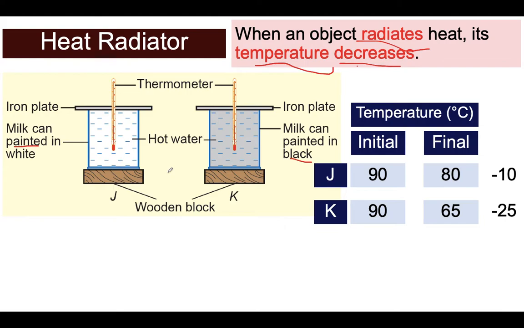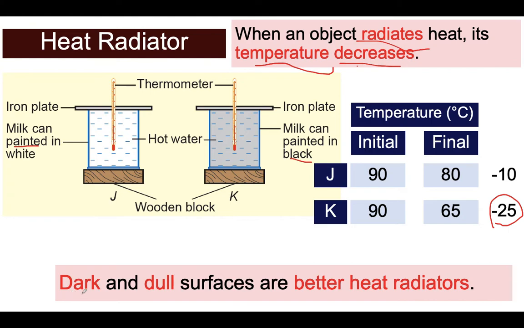Now, which one of milk can J or K is a better heat radiator? That is right, milk can K, because the temperature decrease is bigger. Yes, good. So this shows that dark and dull surfaces are better heat radiators. Okay, as they are good heat absorbers, they are also good heat radiators. Heat can be emitted from them easily rather than from bright and shiny surfaces.